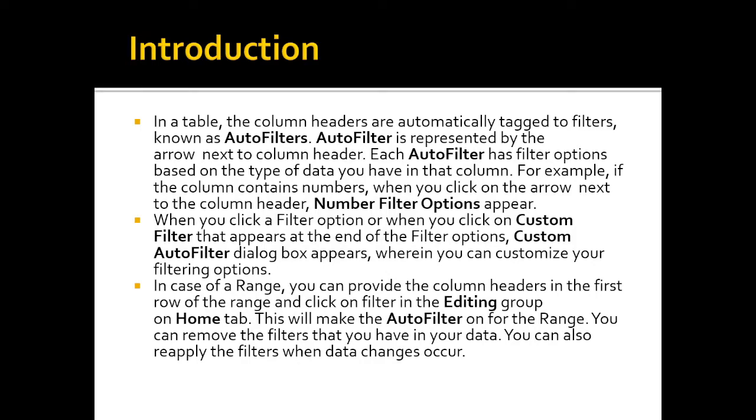In case of a range, you can provide the column headers in the first row of the range and click on filter in the editing group on the home tab. This will make the autofilter on for the range. You can remove the filters that you have in your data. You can also reapply the filters when data change occurs.